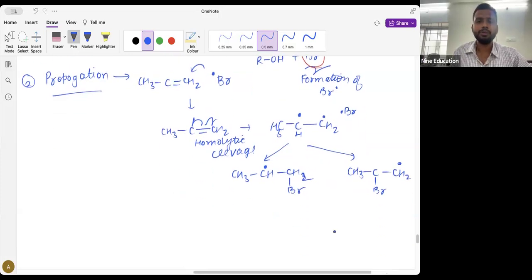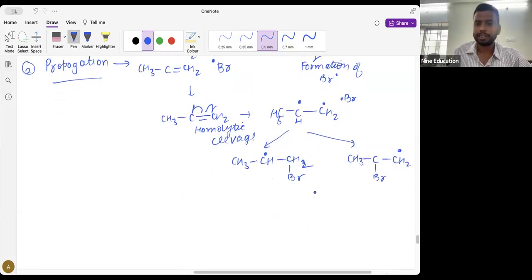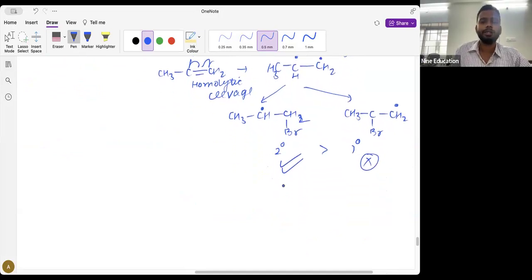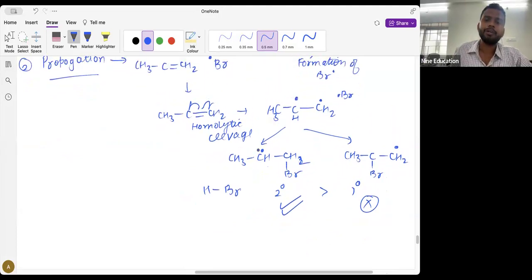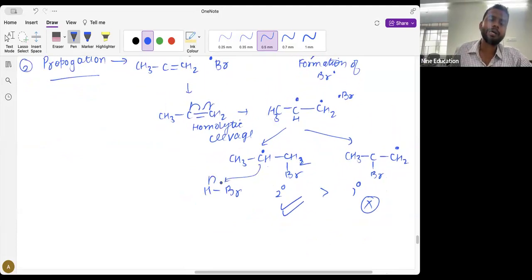Out of these two, you all know the second one is more stable. 2-degree radicals are more stable than 1-degree radicals, right? So this one will be made and this one will not be. This radical will go to another Br to give CH3, CH2, CH2 Br here.